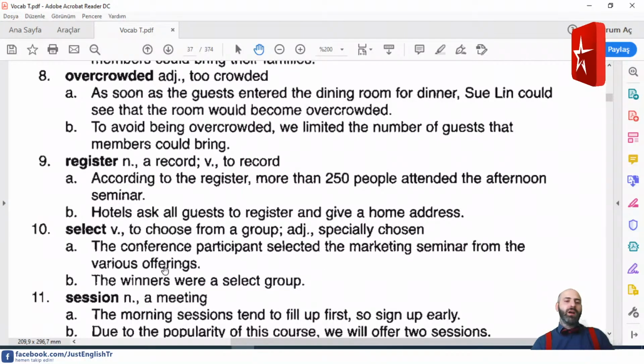Okay? Sentence A says the conference participant selected the marketing seminar from the various offerings. So there were a lot of different possibilities, different trainings, and they chose the marketing seminar. And sentence B says the winners were a select group. So it was like a selected group, a specially chosen group.